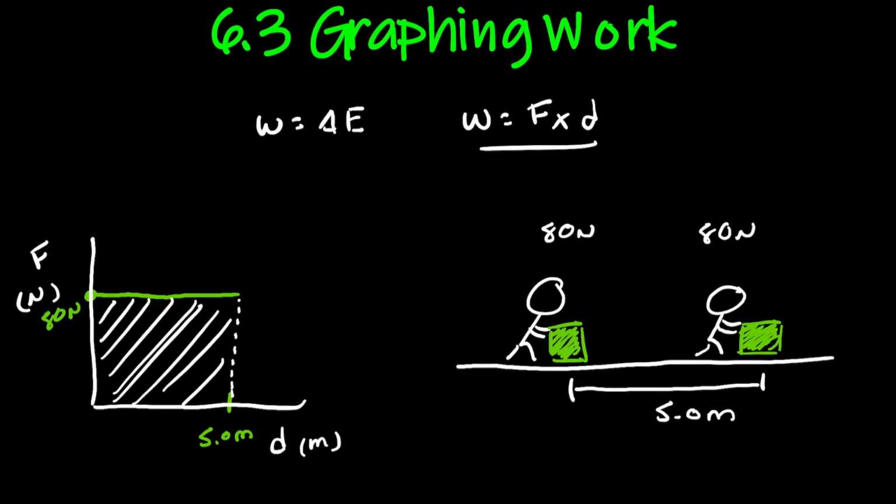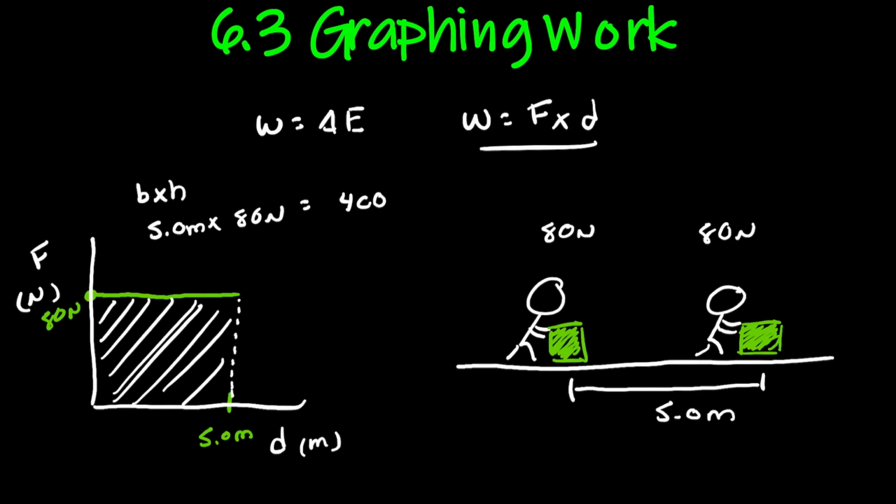Now, how I'm going to calculate that area, this is a pretty easy shape. It's just a rectangle. So I would just calculate base times height. My base would be 5 meters times my height of 80 newtons, and that would give me a number of 400.